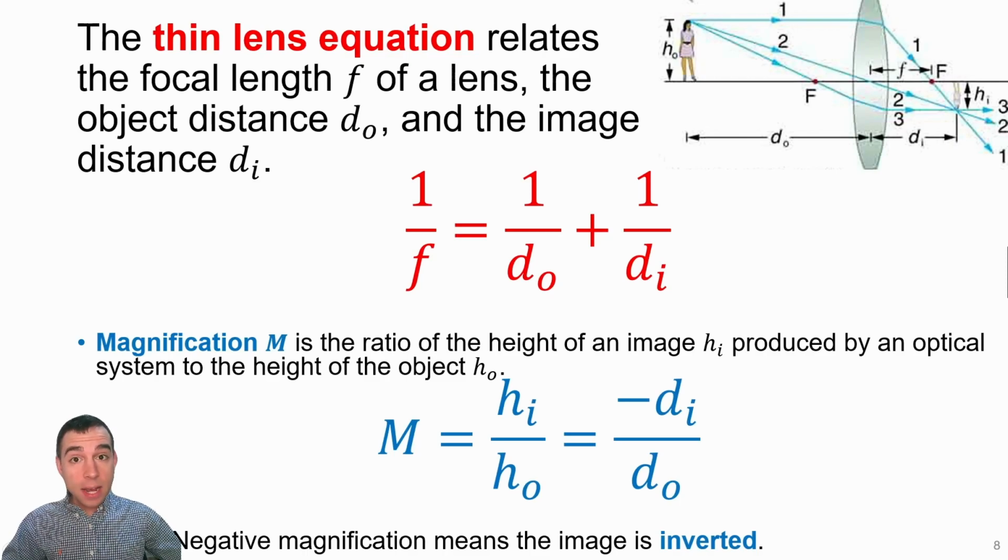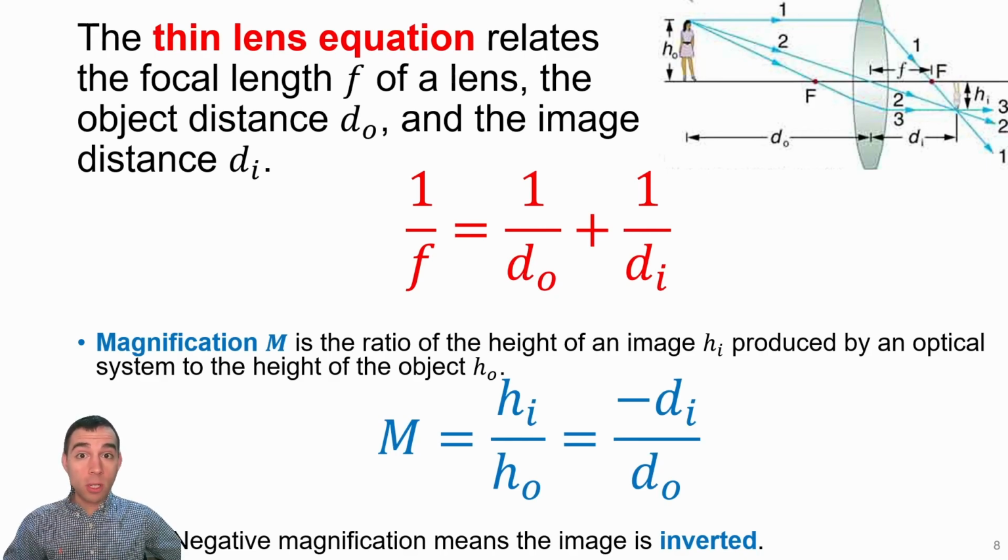These ray tracing diagrams are very useful because they allow us to extract usable, measurable variables from our situation. For example, DO is the distance of the object from the lens, DI is the distance of the image from the lens, HO is the height of the object, HI is the height of the image, and of course F is your focal point or focal length for the lens.